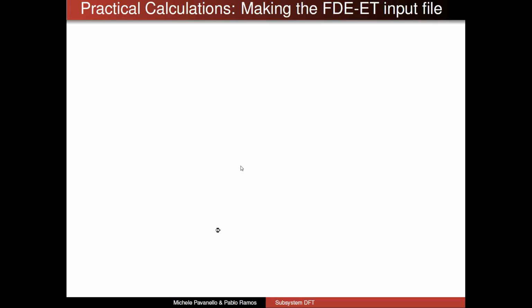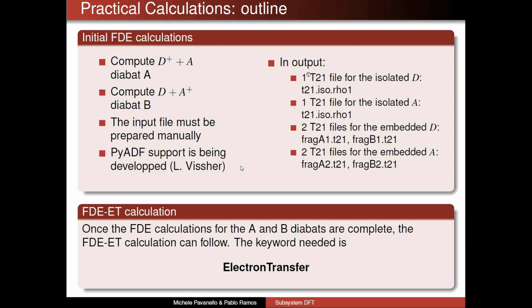So if I go back one slide, here now you see that in output, in your workflow, when you compute the diabats, you should save into frag A1 and frag A2 the T21 files for the embedded species.